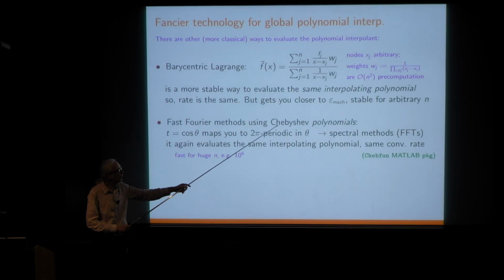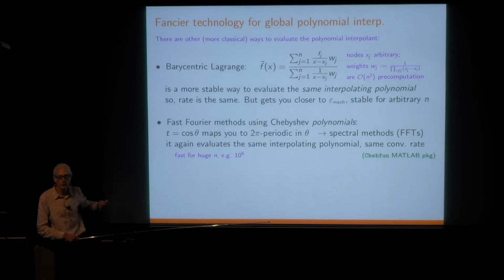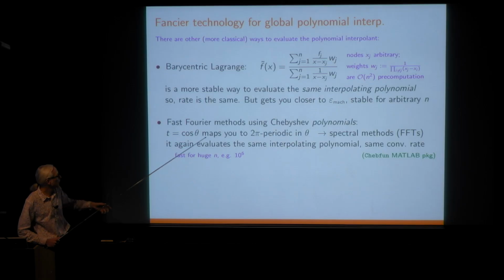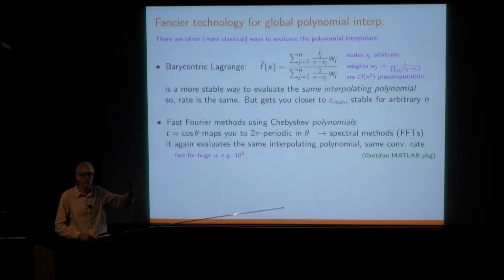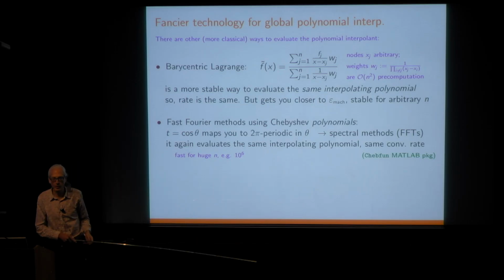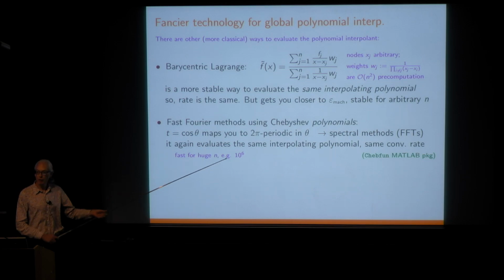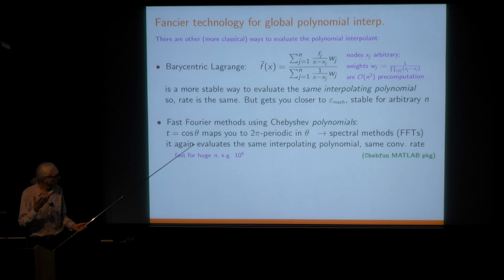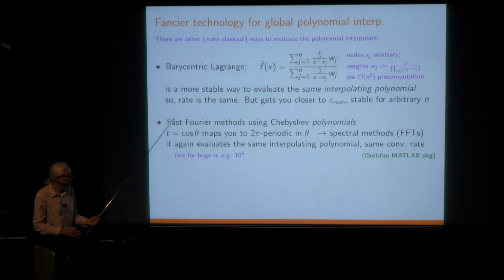nodes, and now you're going to switch to Chebyshev polynomials, which is a different basis than the one that we've used up till now. The trick here is that this cos theta, you can think of this -1 to 1 in t as going around the unit circle in theta. So you can do everything using periodic FFTs and spectral methods. So again, it's evaluating the same polynomial in another way. So if you put it at n is 10, you'll get exactly the same error as before.